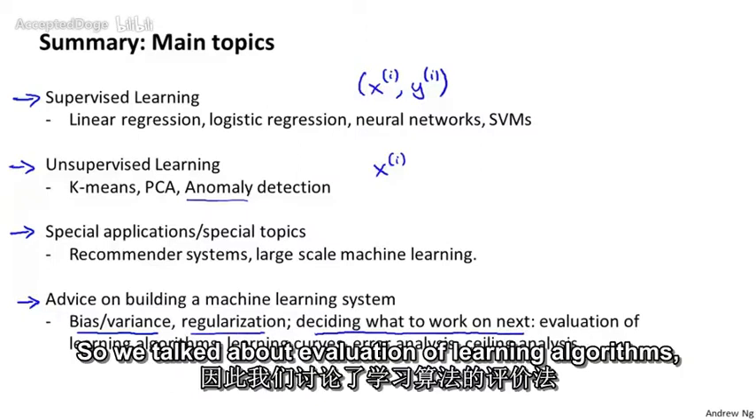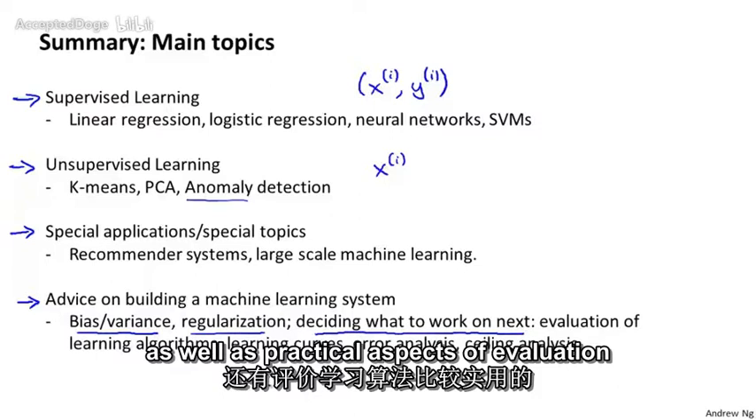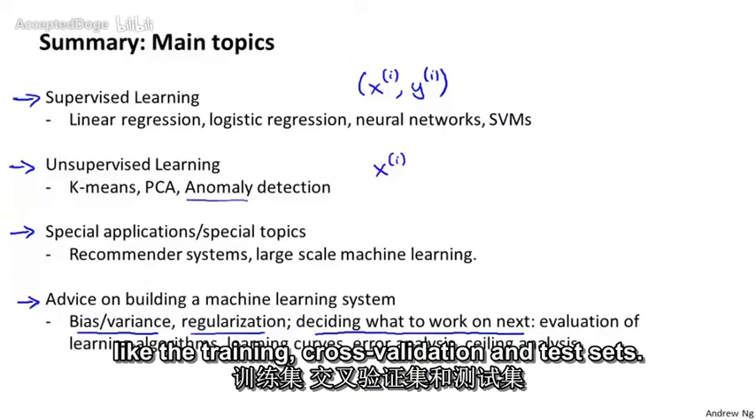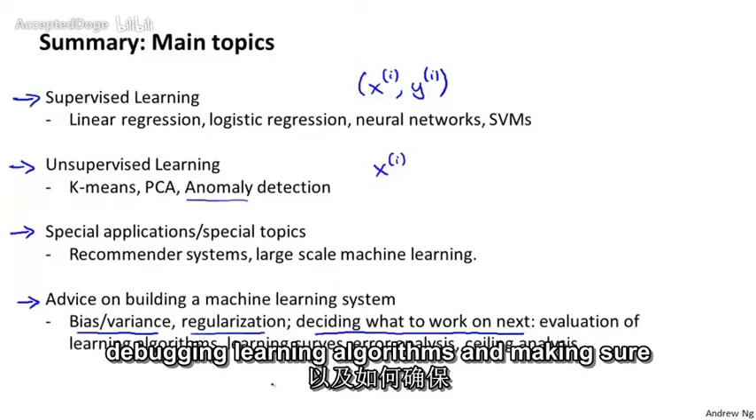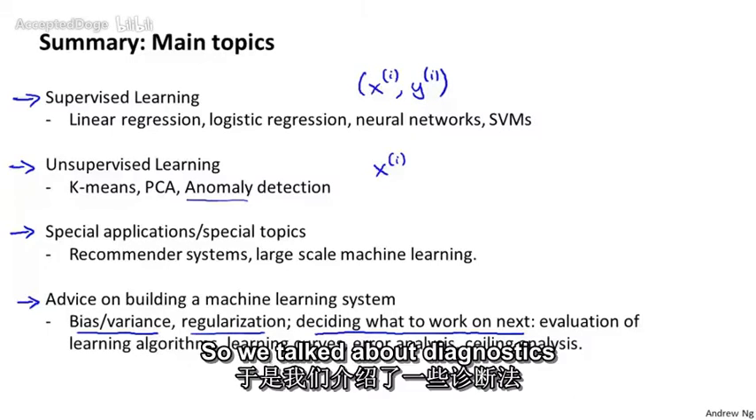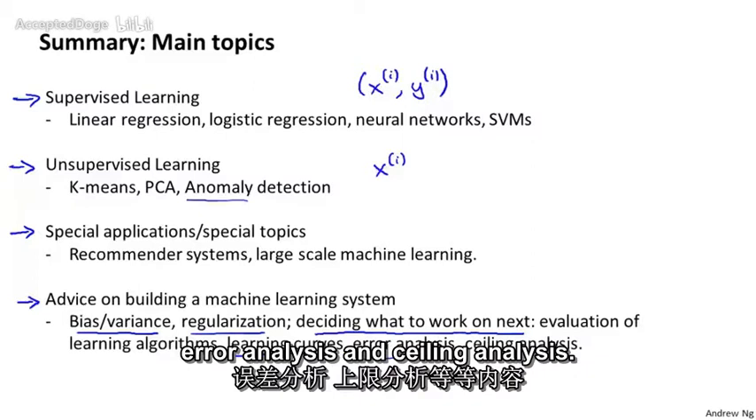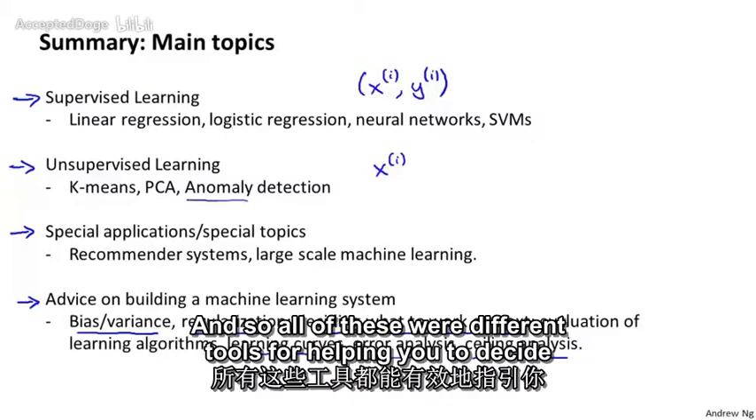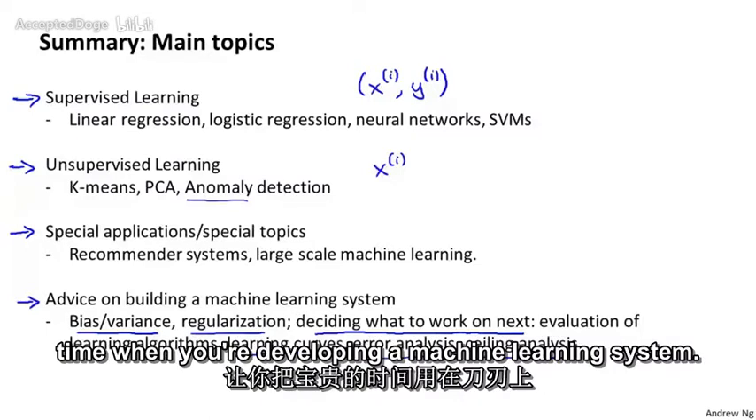So we talked about evaluation of learning algorithms, evaluation metrics like precision, recall, F1 score, as well as practical aspects of evaluation like the training, cross-validation, and test sets. And we also spent a lot of time talking about debugging learning algorithms and making sure that your learning algorithm is working. So we talked about diagnostics like learning curves, and also talked about things like error analysis and ceiling analysis. And so all of these were different tools for helping you to decide what to do next, or how to spend your valuable time when you're developing a machine learning system.